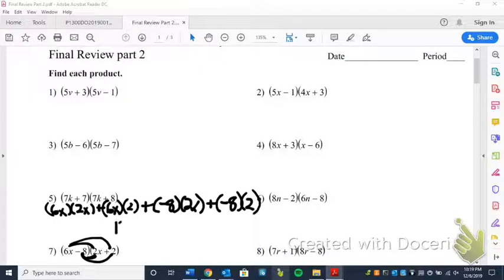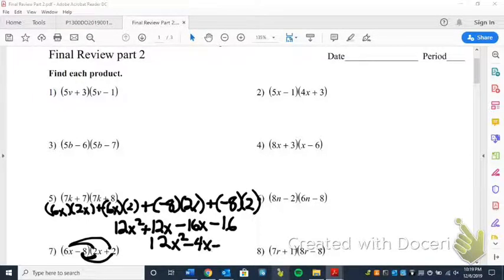We then multiply them together. 6 times 2 is 12. X times x is x squared. 6 times 2 is 12, so we have 12x. Negative 8 times 2 is negative 16x. Negative 8 times 2 is negative 16. We then join our two middle terms because they're alike. And we have 12 minus 16, or negative 4. And then we finish it off with that negative 16 on the end.